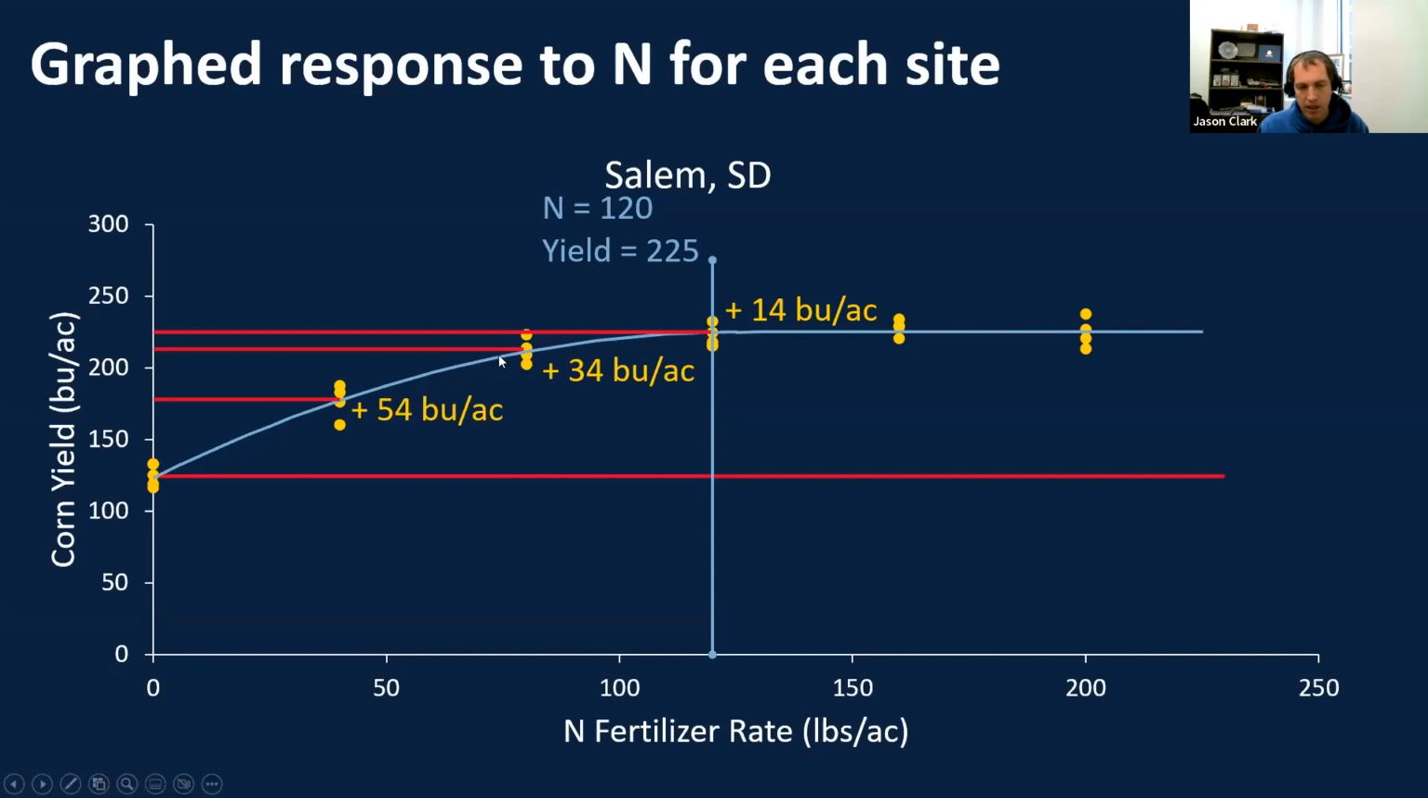So that's why we need to consider economics, because this last 40 pounds only got us 14 bushels, where the first 40 gave us 54. So that's an important thing to understand: with these last bushels, we put on the same amount of N, but we're not getting as much back.